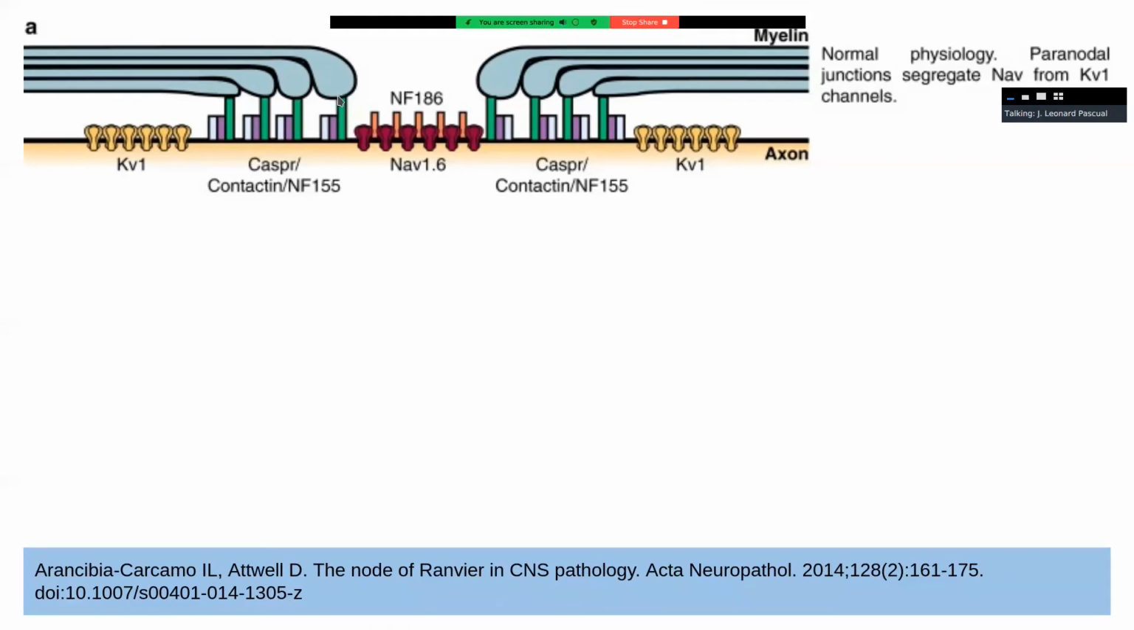What do we see? There are potassium channels over here inside the juxtaparanode. They do not interact and should never interact because they're locked in by this NF155 and the Caspers and contactins here. So this is the normal arrangement in the node of Ranvier.